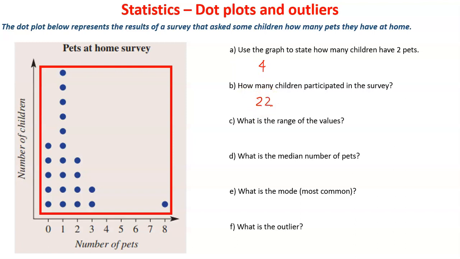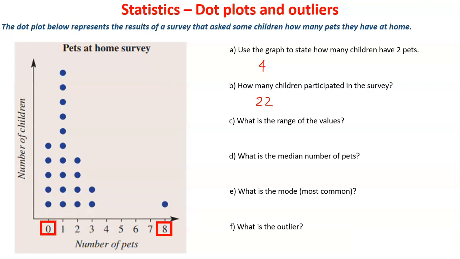Question C, what is the range of the values? Again, we know that the range is identifying our minimum and our maximum. In this case, we've got 0 and 8. So we know that if we had 8 minus 0, our range is actually going to be 8, because we work out the difference between 8 and 0.